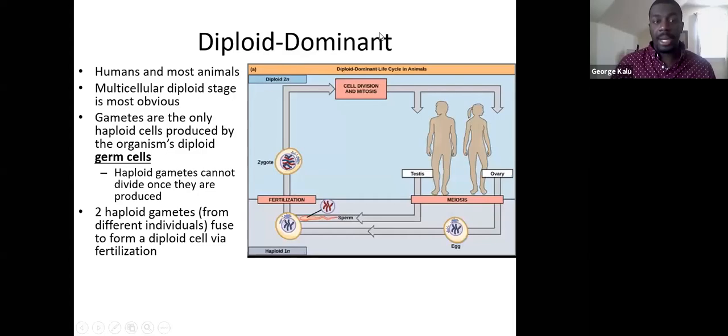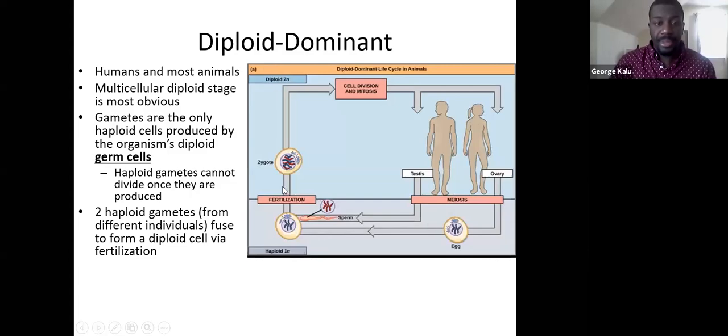So the first ones are diploid dominant organisms. Diploid dominant organisms are usually going to be humans and most animals here. What diploid dominant means is that when the organism has multicellular stages or components, those multicellular organisms are going to be mostly diploid. The majority of its lifespan is spent as a diploid organism, having 2 sets of chromosomes. With humans and animals, the only haploid cells we're going to see are just the gametes, the sperm and the egg here.